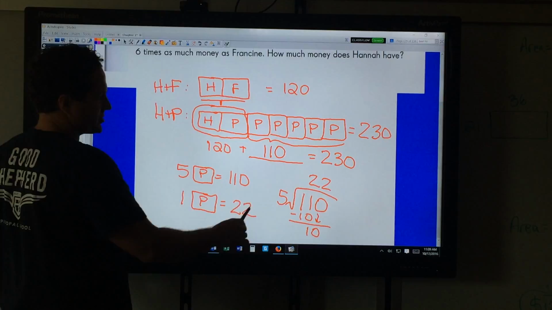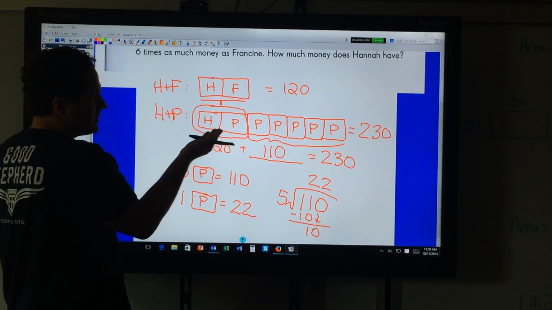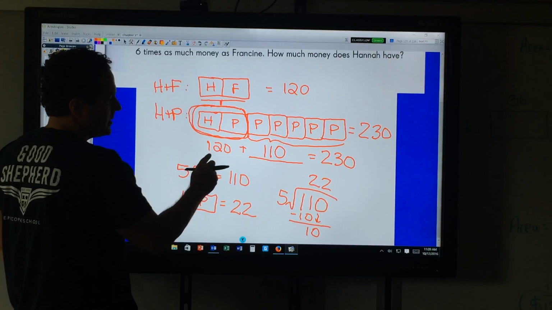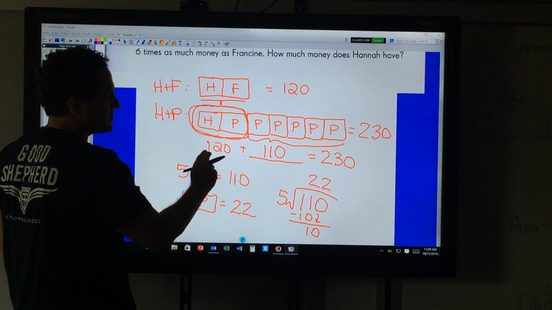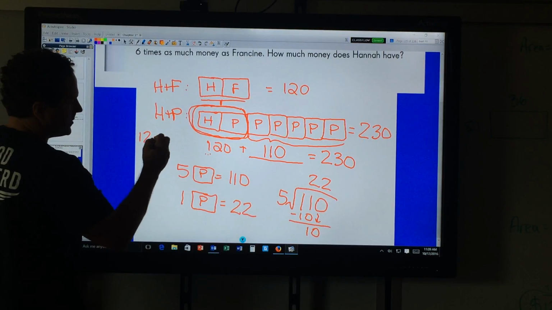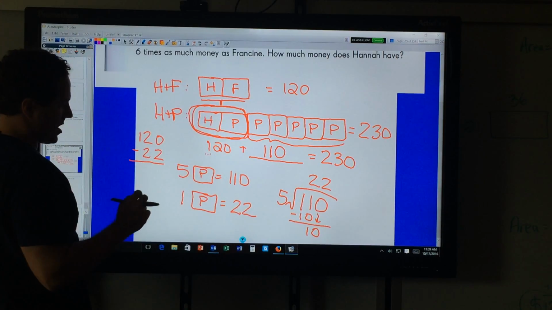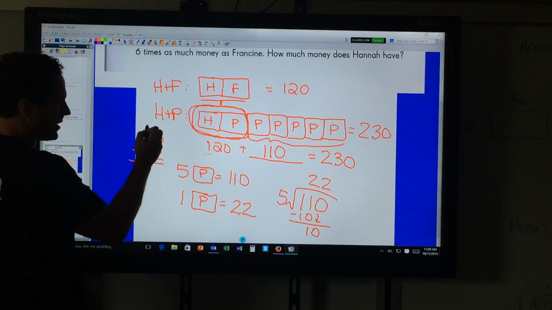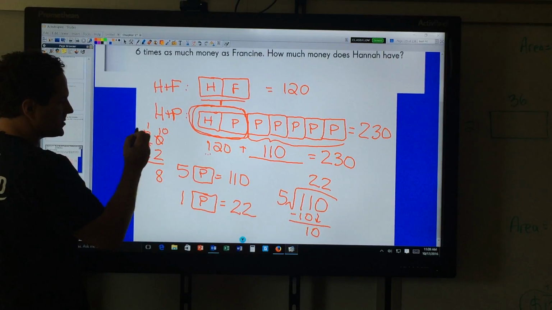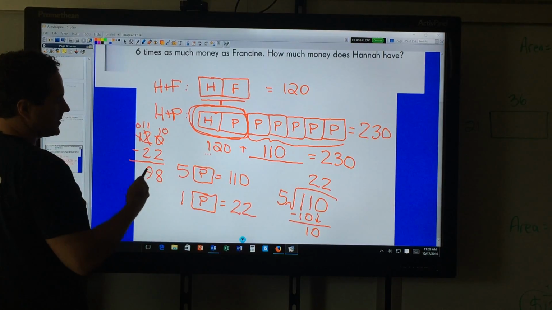If every Peter box is 22, I have to figure out how much Hannah is. So I could look just right here and see that I know Hannah plus 1 Peter box is 120. So to find Hannah, I have to do 120 minus the 22. So 120 minus 22 will give me the value of the Hannah box. Now I can't do 0 minus 2, so I have to regroup. 10 minus 2 is 8. Can't do 1 minus 2. 11 minus 2 is 9. So the value of a Hannah box is $98.